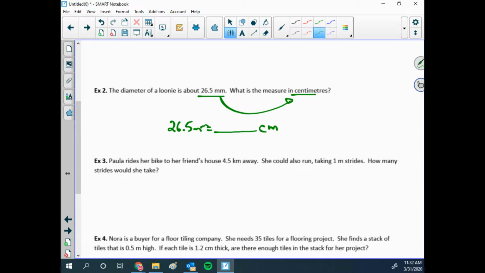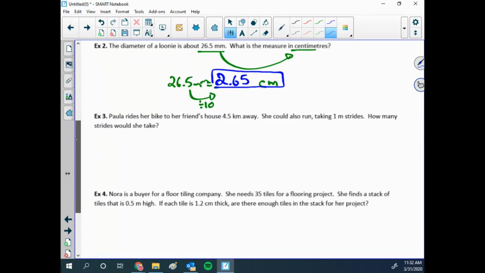If you look at your staircase, to go from millimeters to centimeters, I just divide by 10. So this would be 26.5, or sorry, 2.65 centimeters would be the diameter of a loonie.